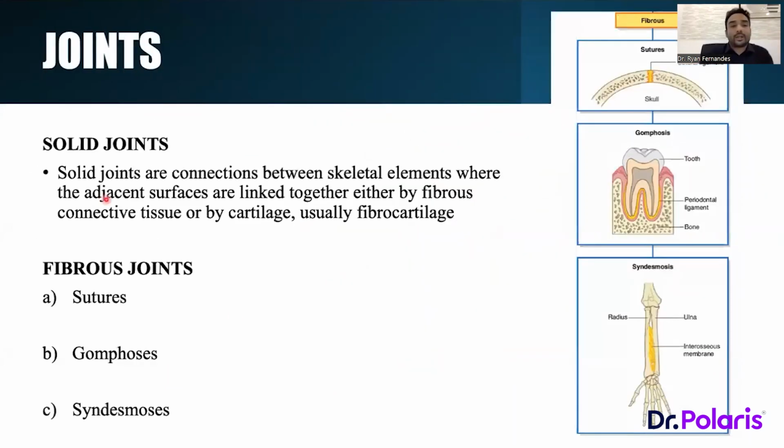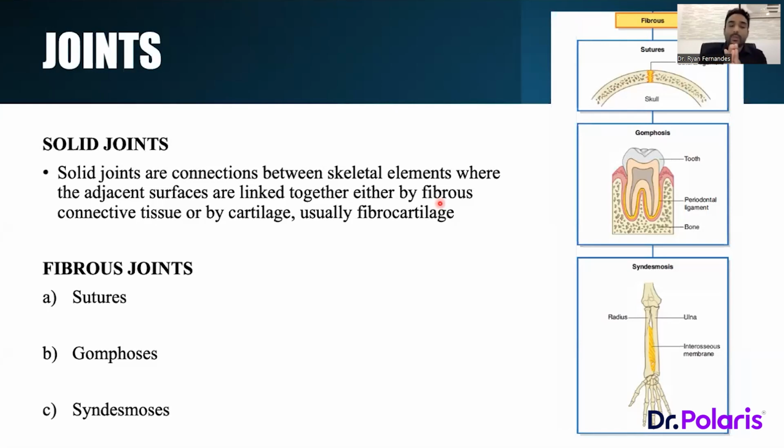Now coming to solid joints. Solid joints are connections between skeletal elements where the adjacent surfaces are linked together by fibrous connective tissue or cartilage, usually fibrocartilage. There are two types of solid joints, that is fibrous joints and cartilaginous joints. I'll show you cartilaginous joints later. So remember, solid joints don't have any synovial fluid, they don't have any articular cavity. They are linked together by fibrous connective tissue, by cartilage, and that is usually fibrocartilage.